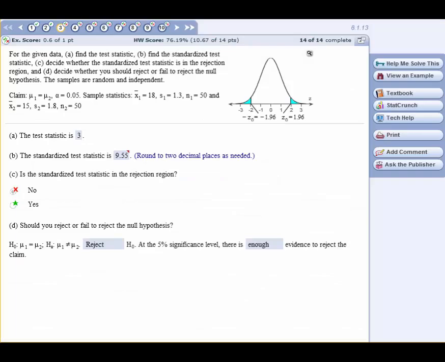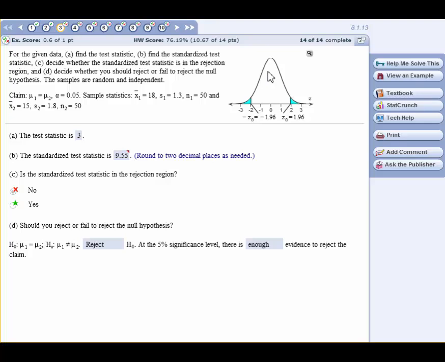All right, we're back in MyStatLab, and I brought over the standardized test statistic of 9.55 after rounding to two decimal places. We already had the test statistic, 3, and the question is, is the standardized test statistic in the rejection region? Well, what is the rejection region? They gave us alpha 0.05, and we could go into a standard normal table and pull out the z-critical values, which would establish the rejection zone.